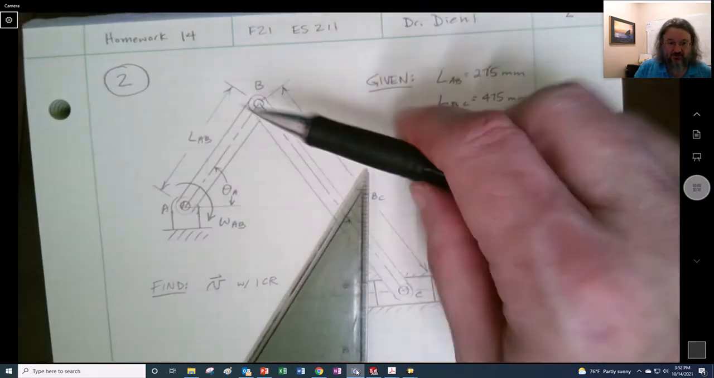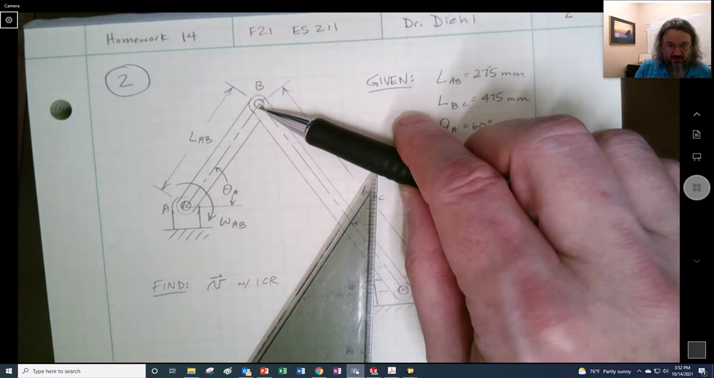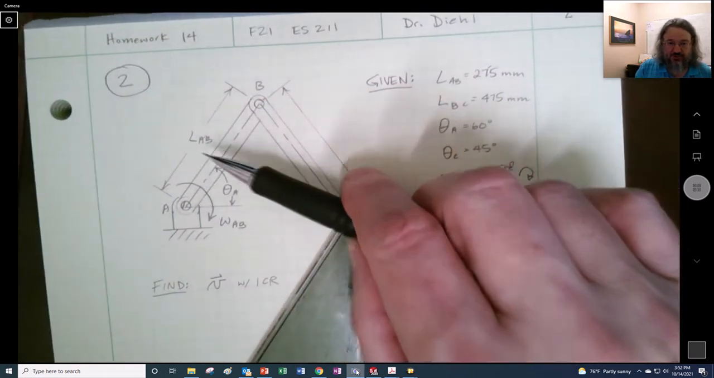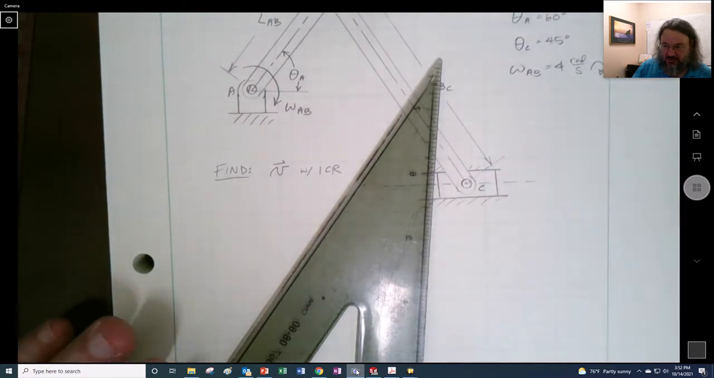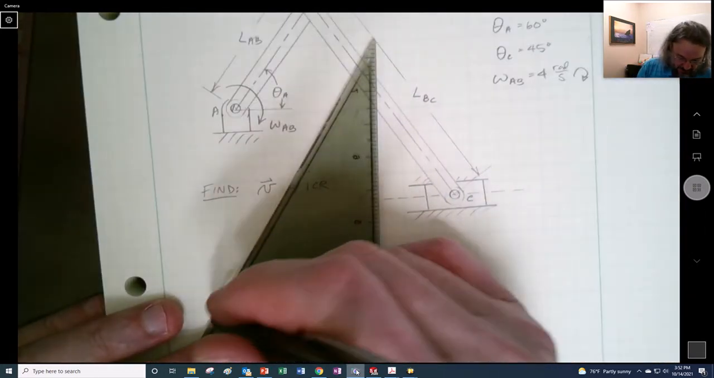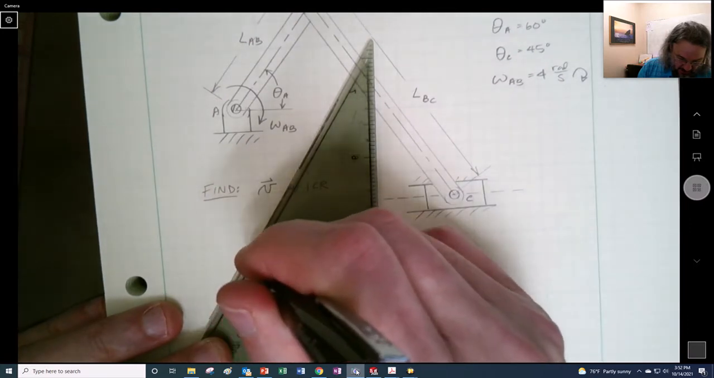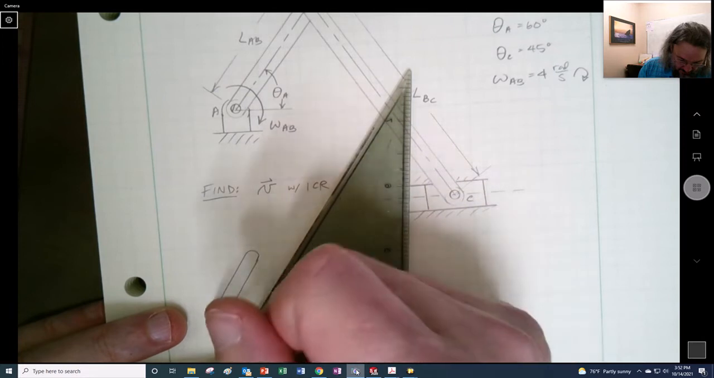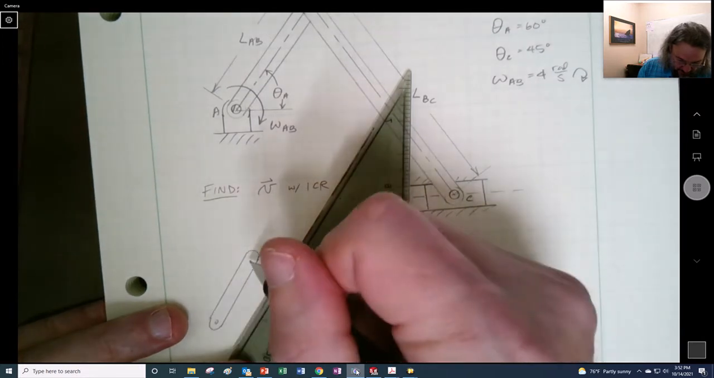First thing that we want to do, though, is find the velocity at B. And that's just going to be a pure rotation of link AB. So that's the idea, these things share the same velocities together. So I'll write this out here, and I'm going to make it correct. I should have drawn it the right way the first time, but oh well.